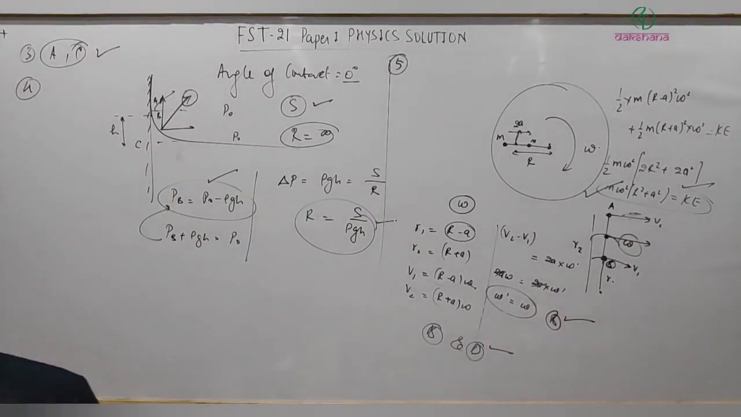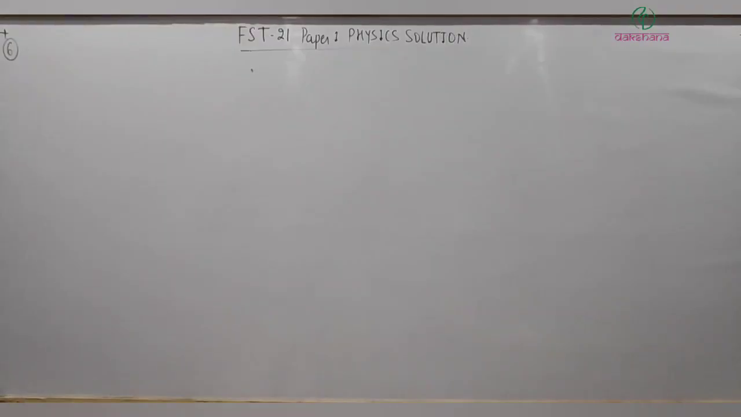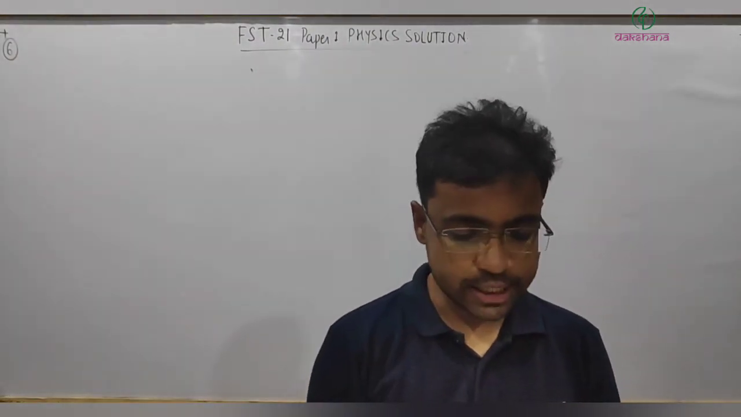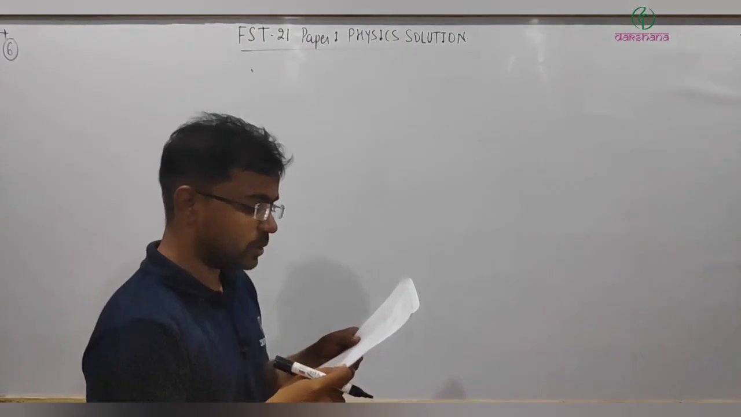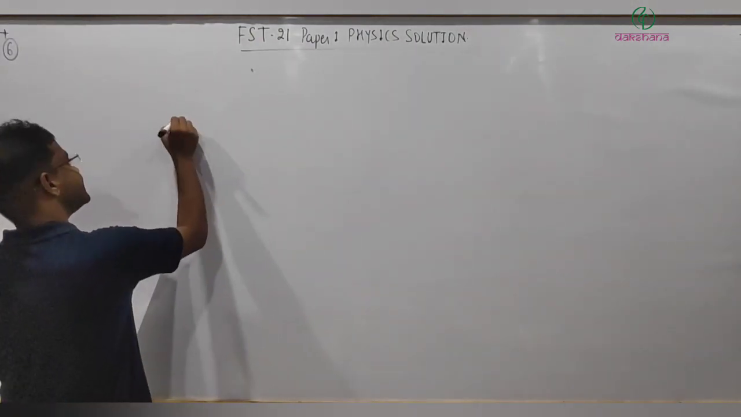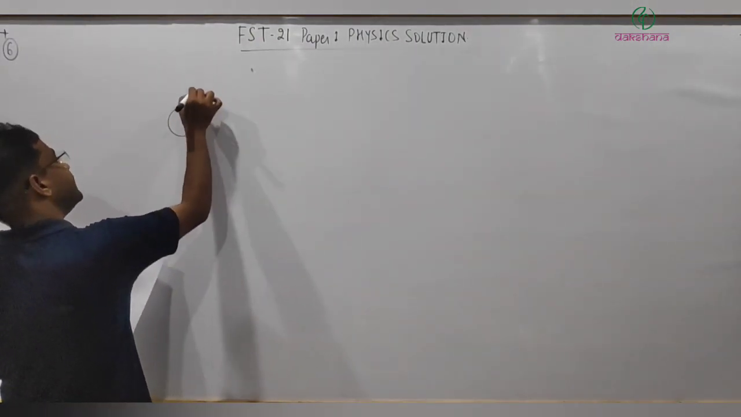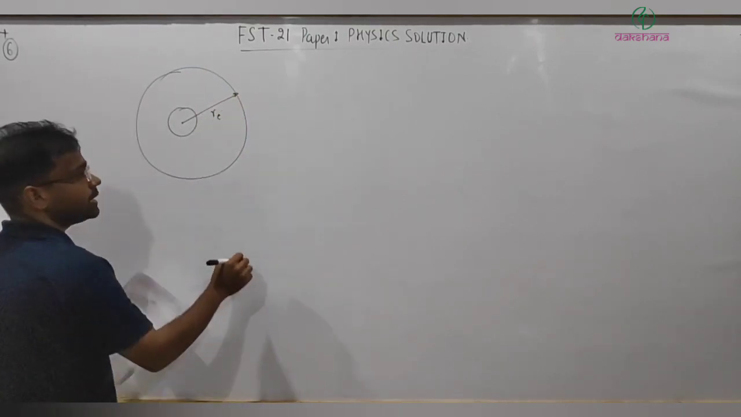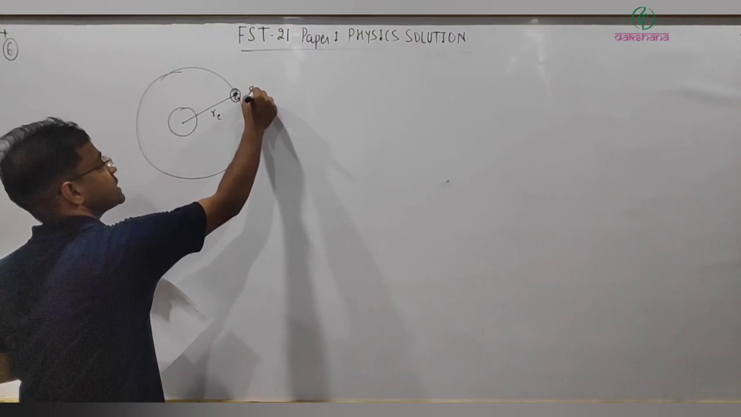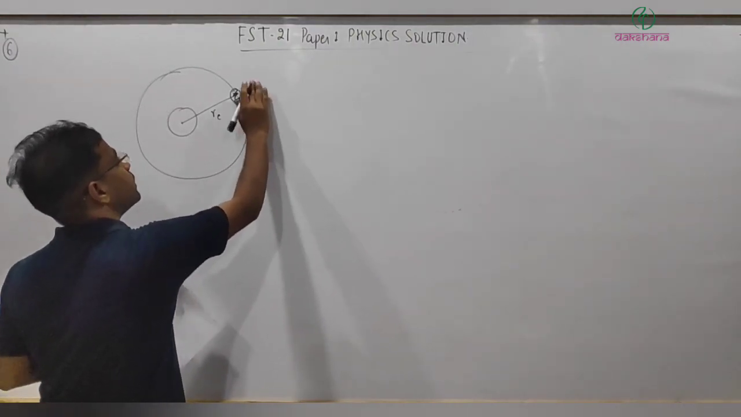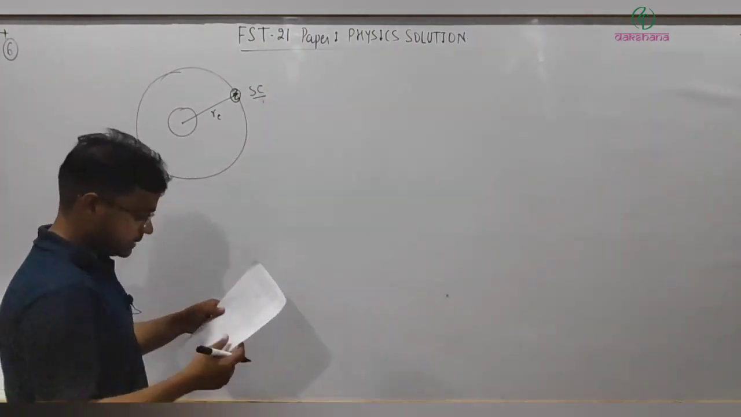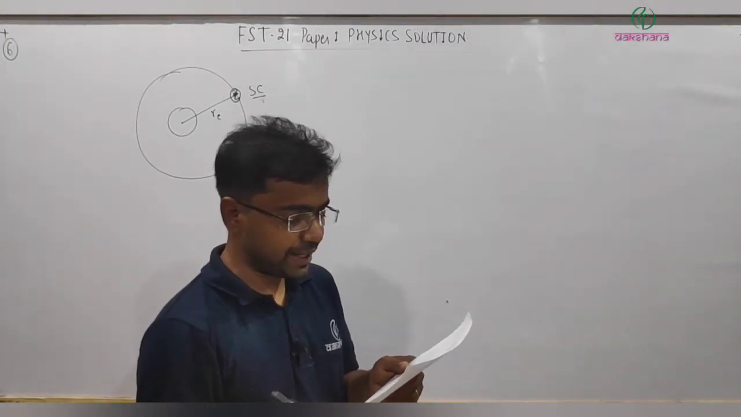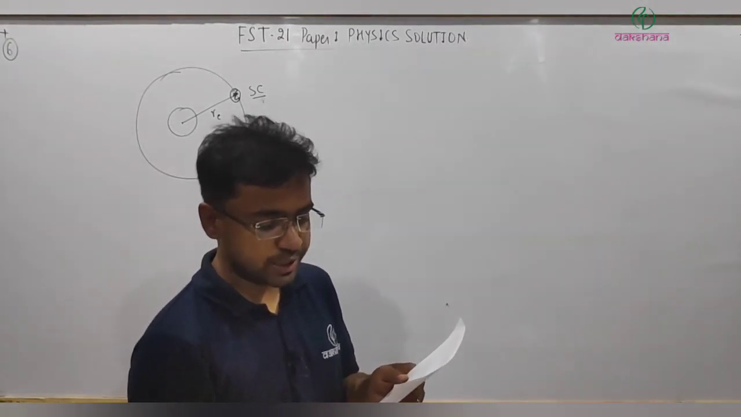Let's talk about the next problem, number 6. Space capsule is in a circular orbit of radius rc about the Earth. So let's consider this is Earth, and this is the space capsule in a circular orbit of radius rc, right? A short burst from the rocket in the backward direction increases the kinetic energy by 20%.